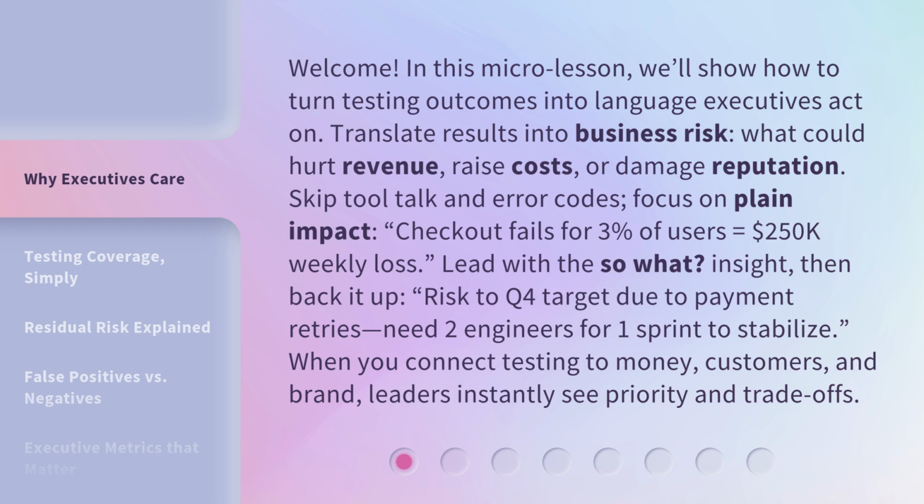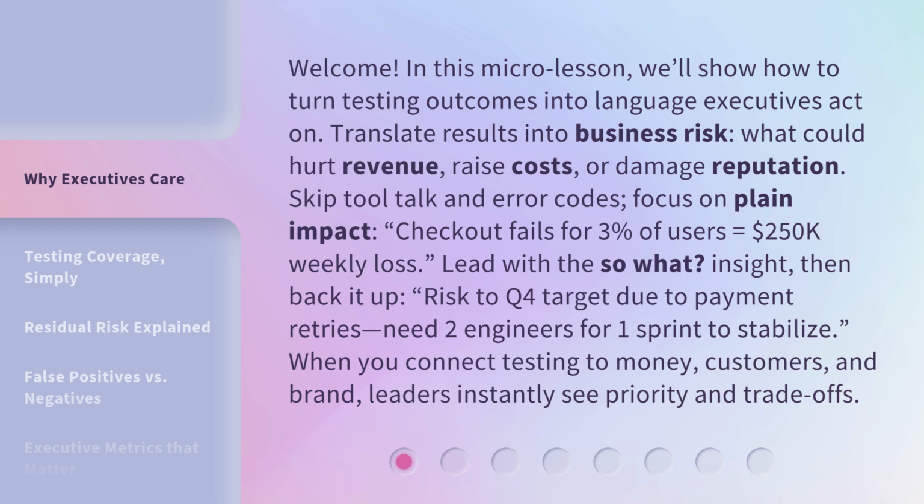Translate results into business risk. What could hurt revenue, raise costs, or damage reputation? Skip tool talk and error codes. Focus on plain impact. Checkout fails for 3% of users equals $250,000 weekly loss. Lead with the so what.